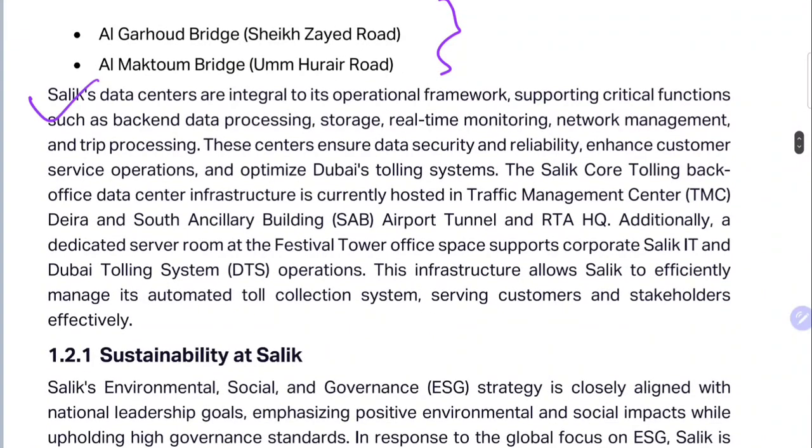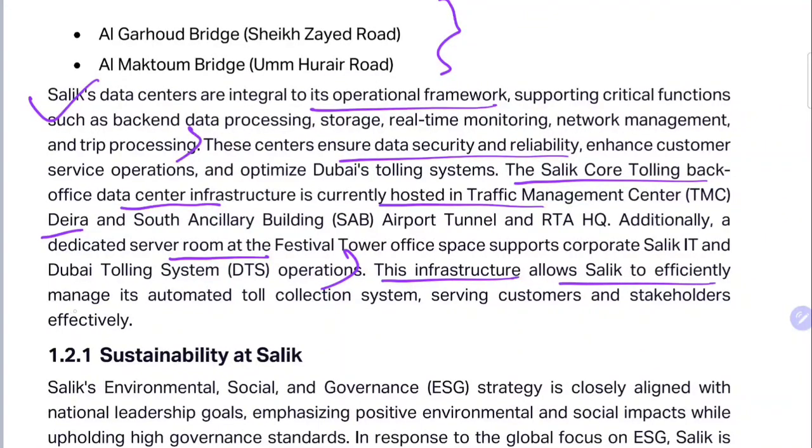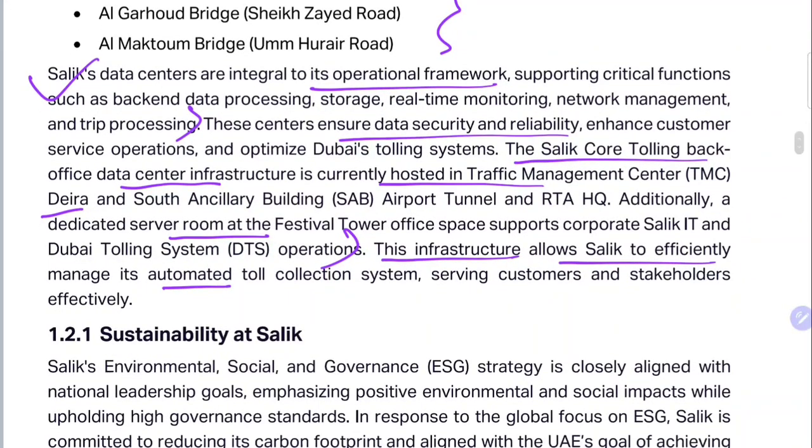Also, the Salik's data centers are integral to its operational framework, supporting critical functions covered in this report. These centers ensure data security, reliability, and customer service operations. Also, the Salik core tolling back office data centers infrastructure is currently hosted in TMC, and SAB, airport tunnel, RTA HQ, additionally a dedicated server room also. All these cover this infrastructure, which allows Salik to efficiently manage its toll collection system.